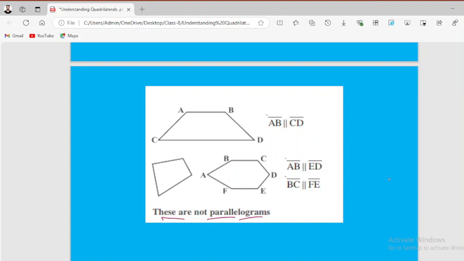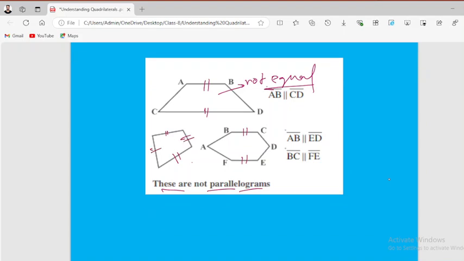Why are these not parallelograms? Opposite sides are parallel but not equal. Is it clear? These two sides may be parallel but not equal. These two sides are not parallel and not equal. These two sides are also not parallel and not equal. These are the reasons behind it. Because of that, these figures are not parallelograms.